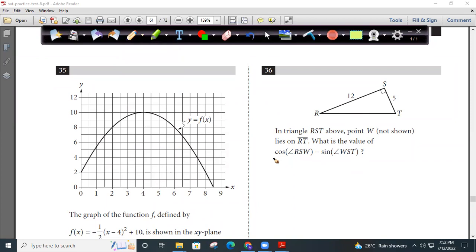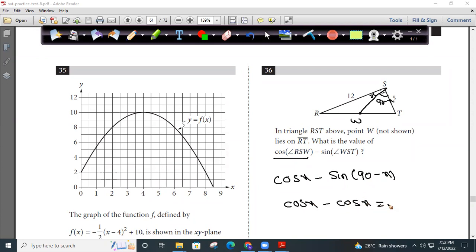So he's asking cos of RSW. We don't know what W is. W is a point not shown on the line RT. So don't get worried, W is a point. Let this angle be X. This will automatically be 90 minus x, correct, because the total is 90. If this is x, this is 90 minus x. Cos x minus sine of 90 minus x. WST is 90 minus x. Cos x minus cos x. Cos x minus cos x is zero. See, how simple is this?